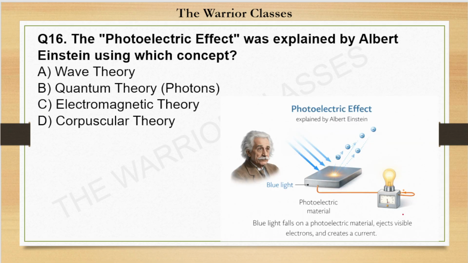Now moving to the next question. Question number 16. The photoelectric effect was explained by Albert Einstein using which concept? The correct answer will be option B, quantum theory or photon theory. Einstein proposed that light contains discrete packets, here in the form of photons, and he got the Nobel Prize for the photoelectric effect only, not for relativity. Einstein got the Nobel Prize for the photoelectric effect only.